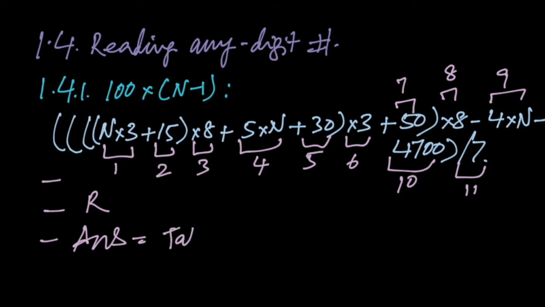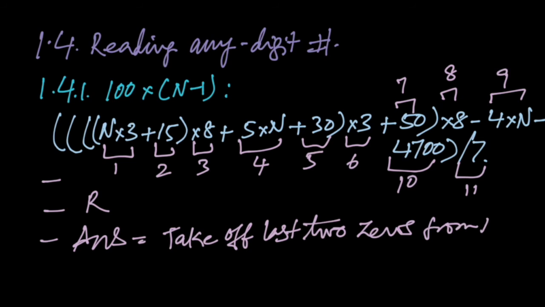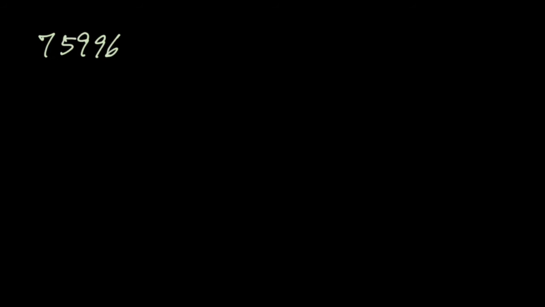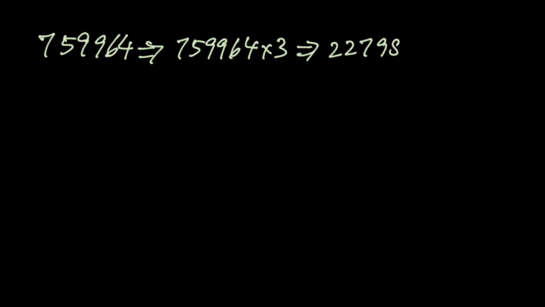So it has 11 parts. Once we get the result, we take off the last 2 zeros from the result and we add 1 to it. So let's do an example of 759964. If we follow the steps, it will go through all these calculations.